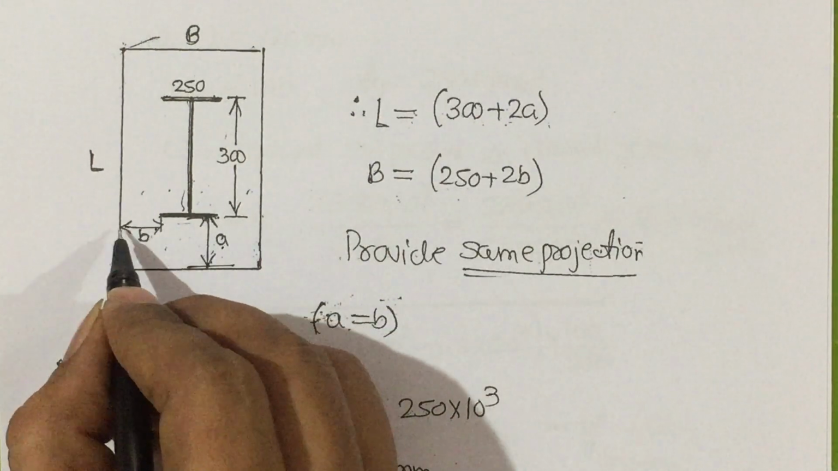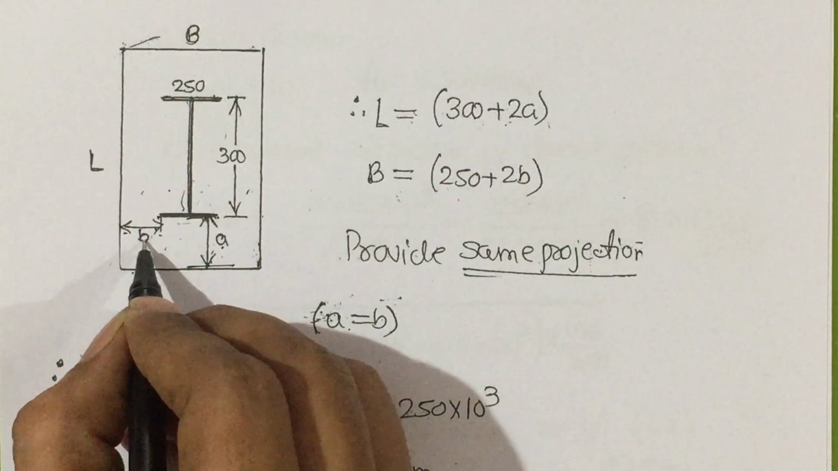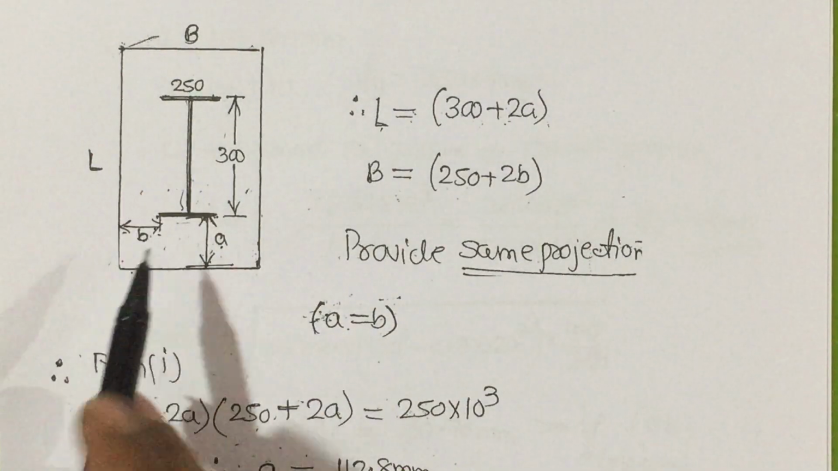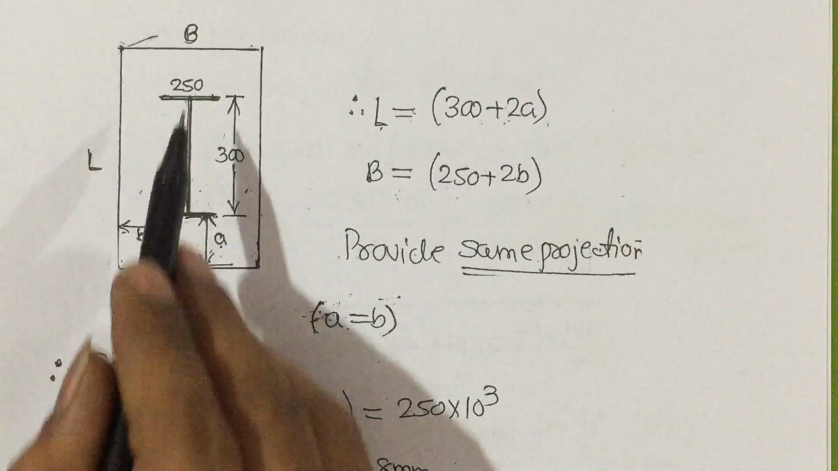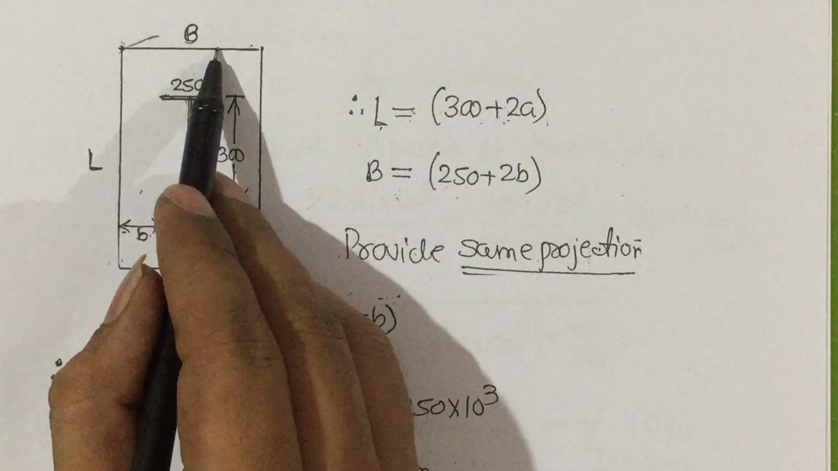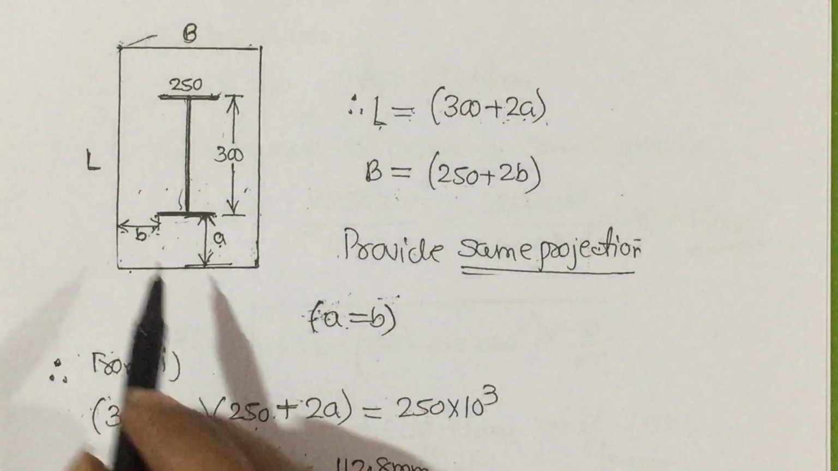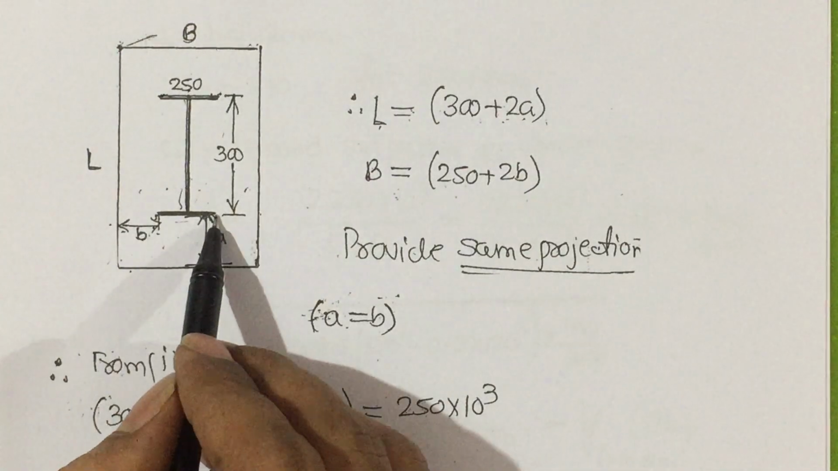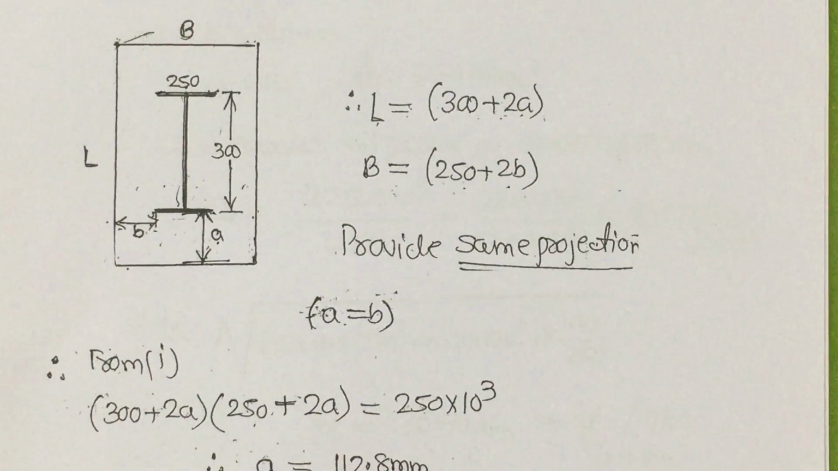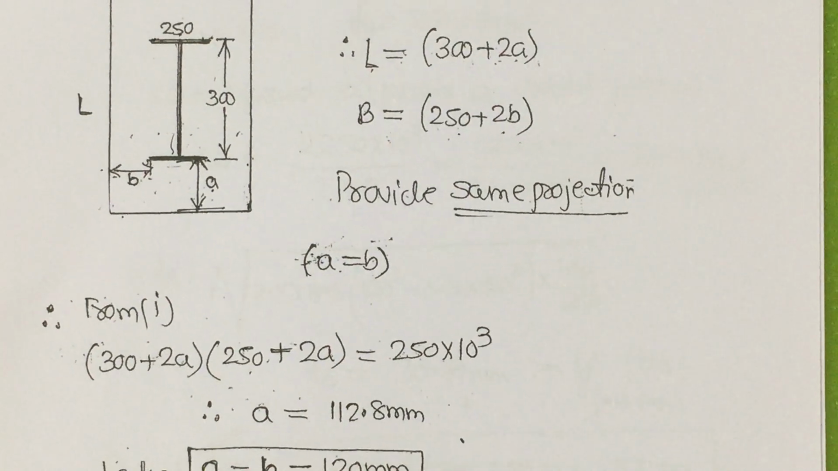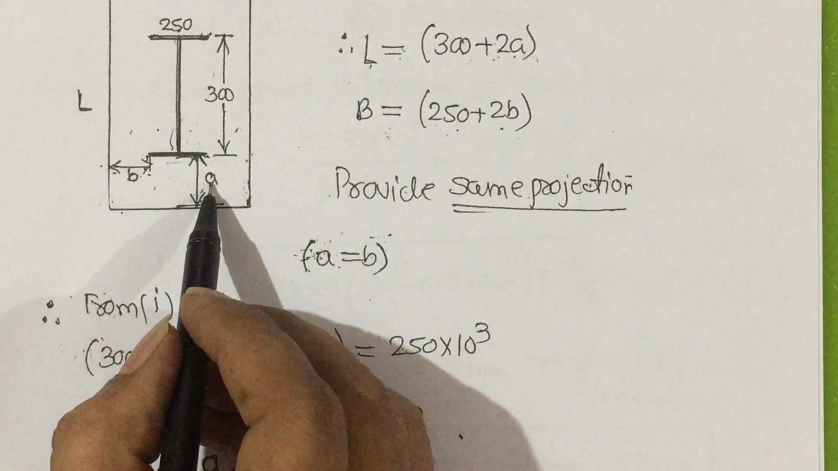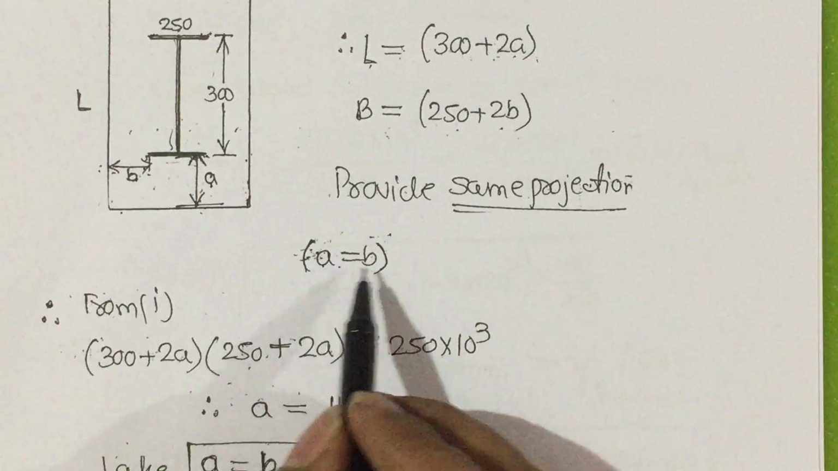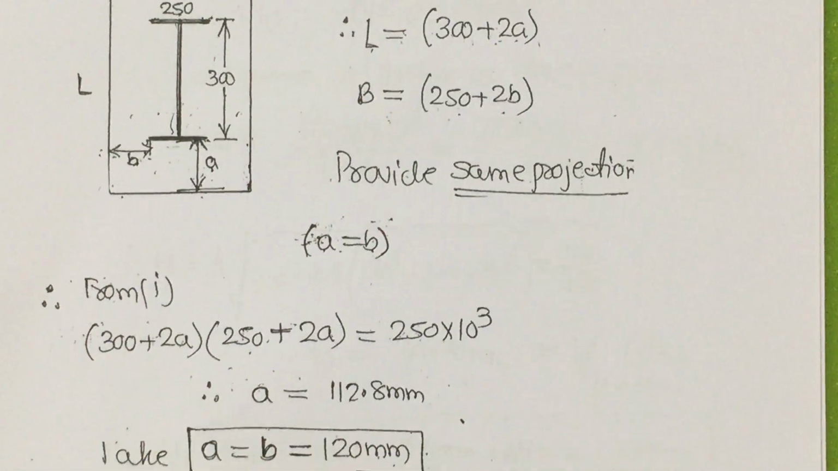In X direction, let us take the projection from the extreme edge to the start of the column, let that be B. Therefore, length will become from ear to ear. How much is from ear to ear? 300. Therefore, from this side A, this side A, so 300 plus 2A. For width, from ear to ear it is 250, this side it is B, this side it is B, it will become 250 plus 2B. Therefore, provide the same projection. Assume that we are providing the same projection, A will be equal to B. These two we are going to call projections. Let us provide A equal to B.